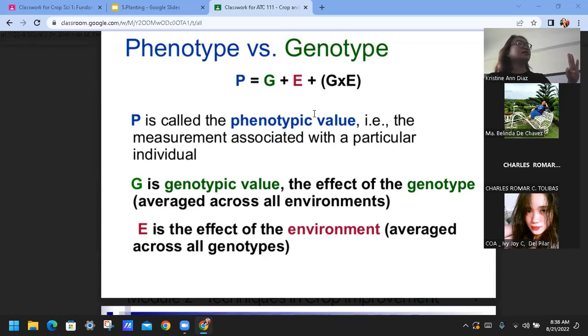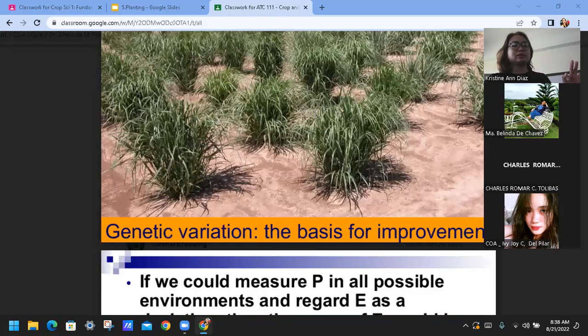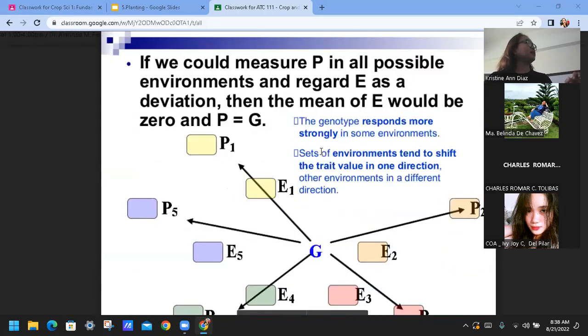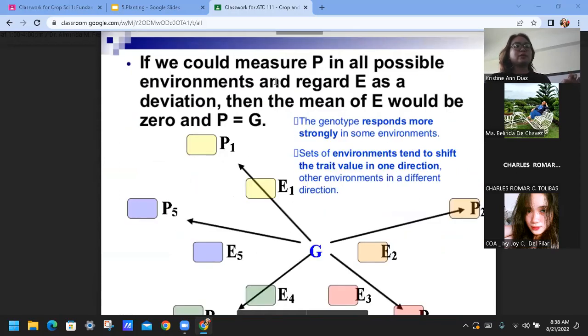So, tatlo ang ating pwedeng effects ng ating tanim. No? Not even plants, but also so that's the source of our genetic variation and basis for improvement. So, if we could measure the phenotypes in all possible environments and regard environment as a deviation, then the mean of E environment would be zero and the phenotypic is equal to genetic. So the genotype responds more strongly in some environments.